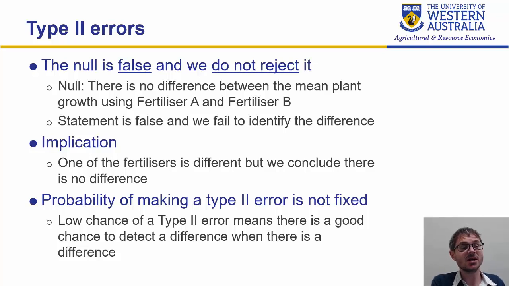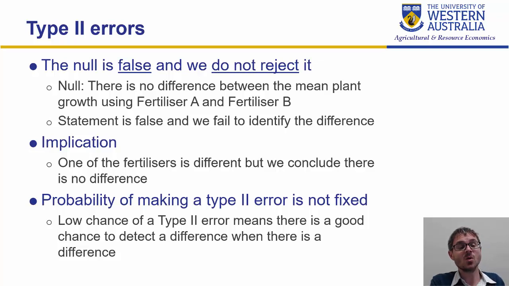We would be concluding that we have insufficient evidence that there's a difference. So we might go, well, they're both equally okay. Now, the probability of making this type of error is not fixed. So there are some factors that we can do to reduce this type of error. But let's have a look at how some of these things work.